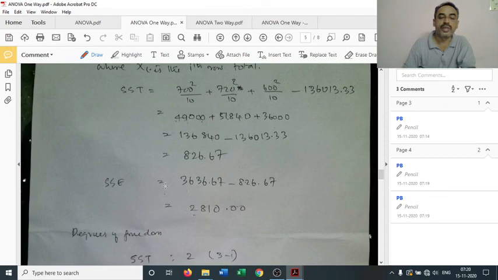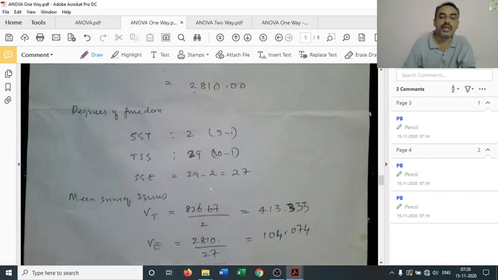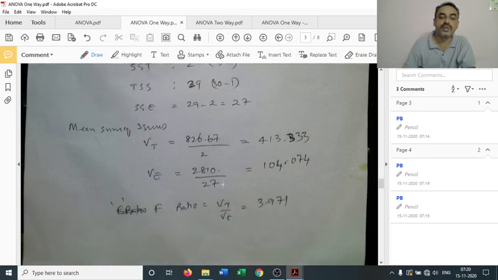So SSE means total sum of squares minus sum of squares due to treatments. Now the degrees of freedom in their order: 2, because 3 treatments are there, so 3 minus 1, 2, for SST. There are 30 observations in total, 30 minus 1, 29 for TSS. Making use of these two, we can find the SSE degrees of freedom, 29 minus 2, that is 27.